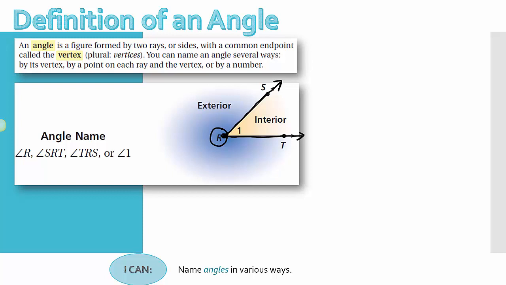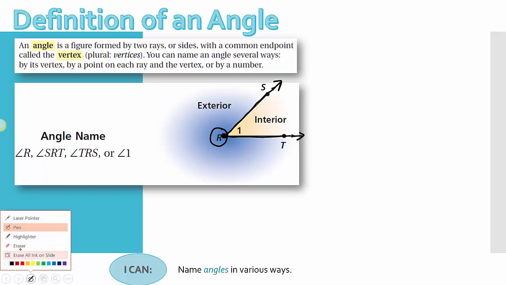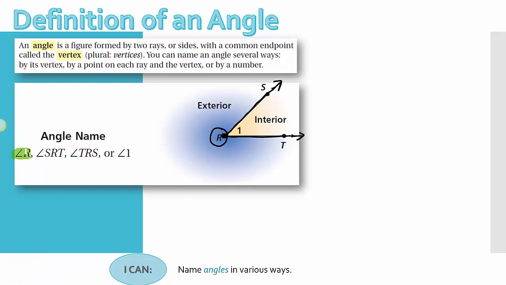Okay, so the three ways you can name the angle are the following. One, you can name it angle R simply by the vertex of the angle. You can also name it using the two points on the sides, S and T. So you can name it angle SRT with the vertex being in the middle, or angle TRS with the vertex also still being in the middle. Or sometimes they put a little number on the inside of the angle, in the interior, and you can call it angle 1. So there are the four ways that you can name an angle.